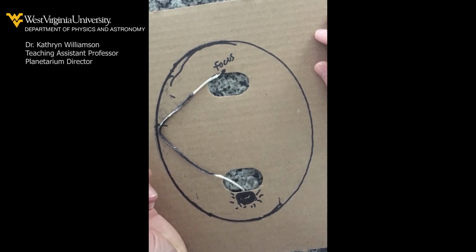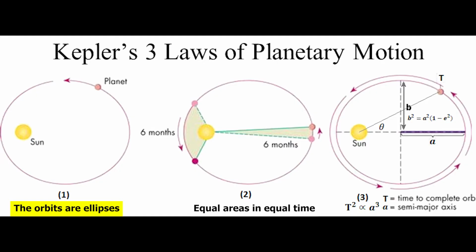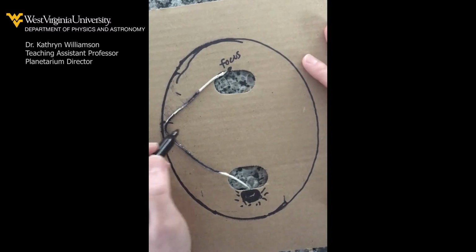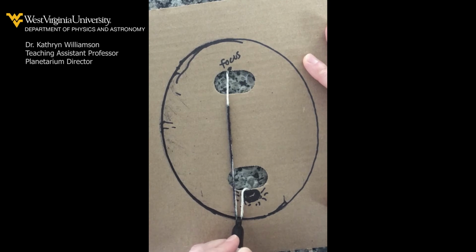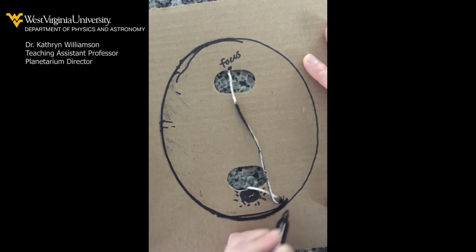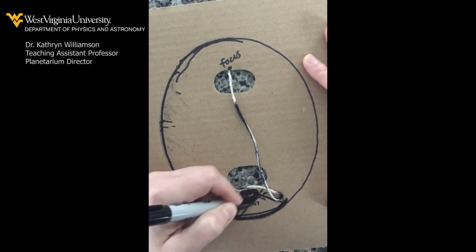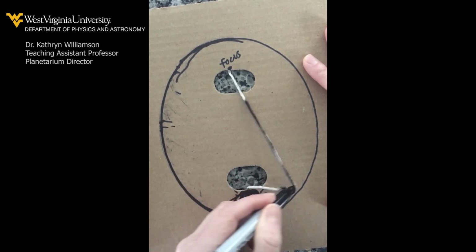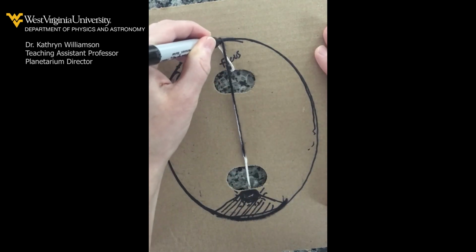Kepler had three laws of planetary motion. The first one just says that planets move in an ellipse like this. The second one says equal areas in equal times. So that one means basically when the planet is close to the sun, it travels faster and it covers more area. So here's the area that it covers in that faster period of time, versus when it's far from the sun, it slows down.